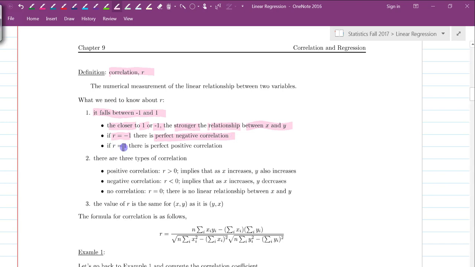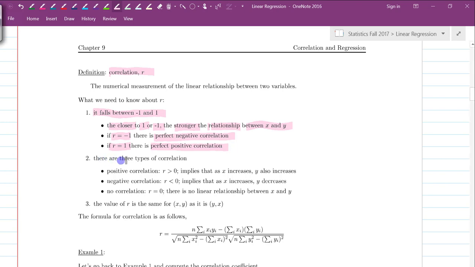If R is 1, there is a perfect positive correlation. So that would mean every time your X increases, your Y increases. Every time your independent variable increases, your dependent variable increases. This is something that we would highly desire in investments, right? We would love to be able to put money into a mutual fund and be guaranteed every time I put money in that my returns increase, okay? So that would be something very desirable with a financial investment.